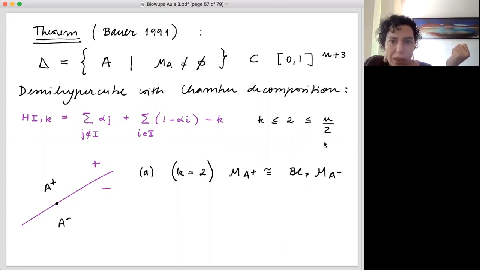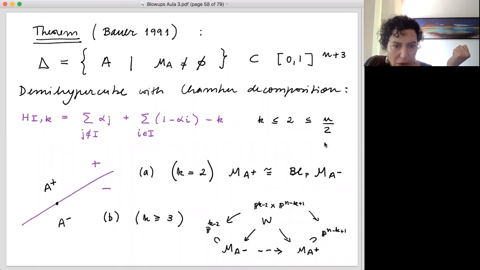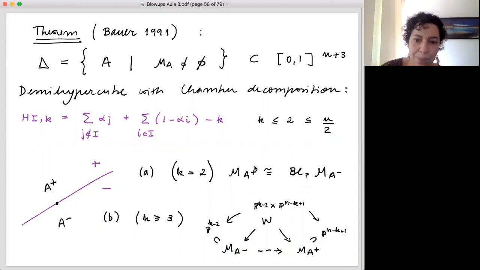And moreover, when the integer k is greater than 2, then the moduli spaces change as follows. So for k at least 3, when the weight crosses this hyperplane, the moduli space changes as follows. Inside your moduli space A minus, you have a P^(k-2). For k at least 3, this is going to have dimension at least 1.